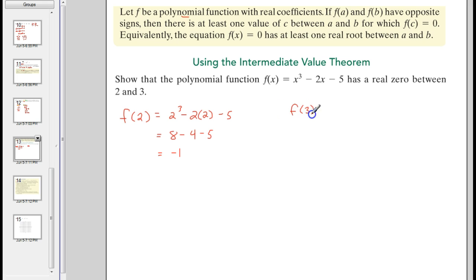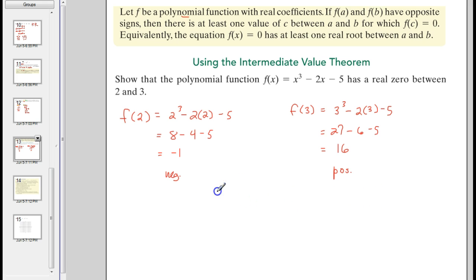When I plug in 3, I cube 3, I subtract 2 times 3, and I subtract 5. 3 cubed is 27, minus 2 times 3 is 6, minus 5. And then 27 minus 6 is 21, minus 5 is positive 16. So this is negative, this is positive, so somewhere in between 2 and 3, because it's a polynomial and it's continuous, we had to cross the axis.